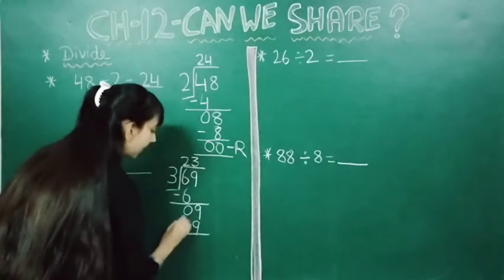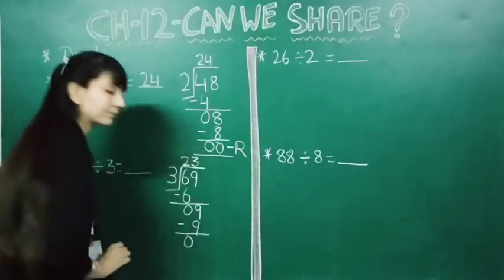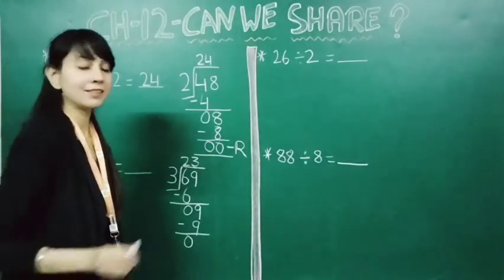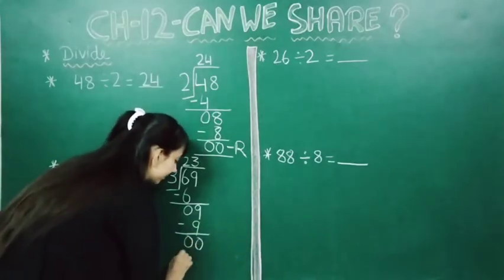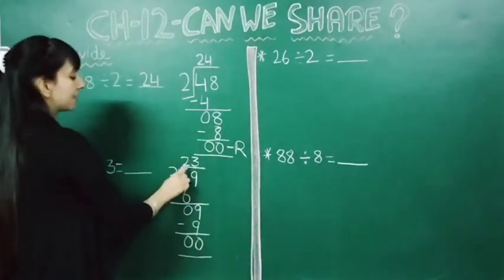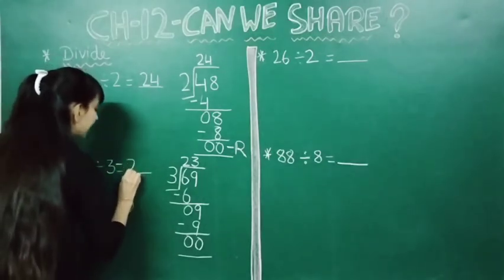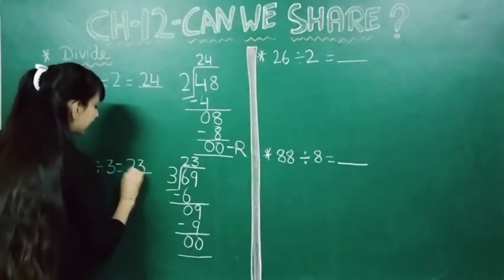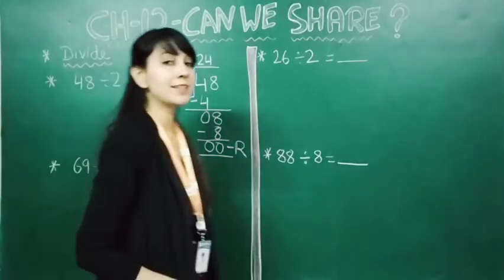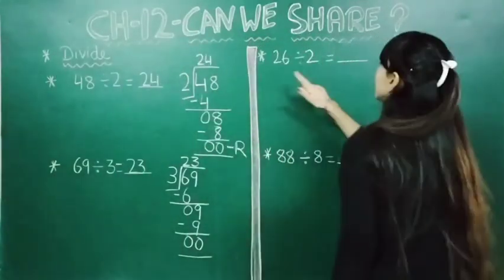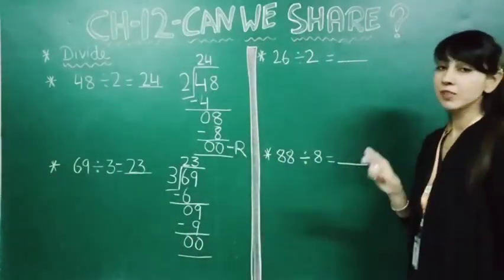Okay. Now here as it is 0 will come. Now 9 minus 9, yes, 0. So here you got the answer 23. Yes. So here we will write 2, 3, 23. Now let us see another one. 26 divided by 2. Let us do it.